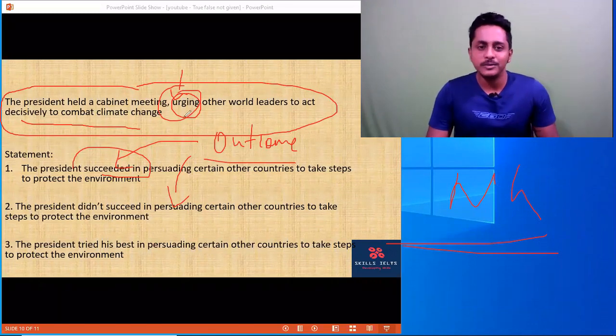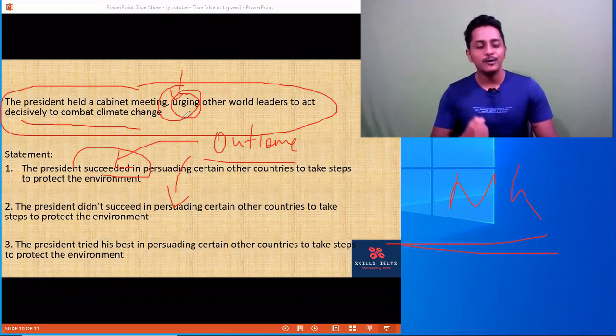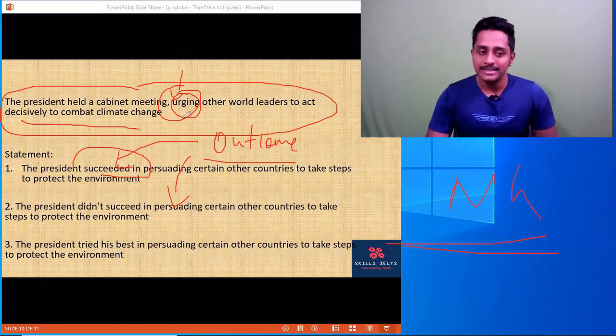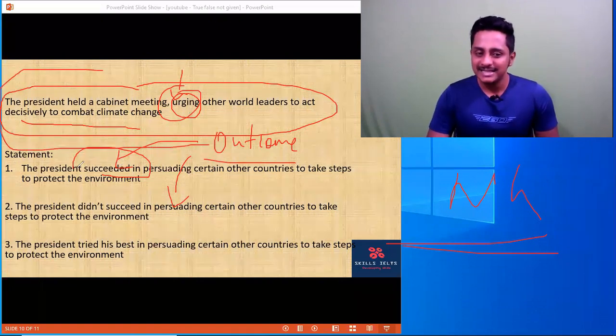Why do I have to follow you? I have my own ways. You follow me, I don't follow you. Or maybe, yes, this guy is really good, let us all follow, we follow you. That also could be the case, but we don't know what exactly happened because it is not given. The president succeeded? We don't know. It's not true. It's not false. It is not given.